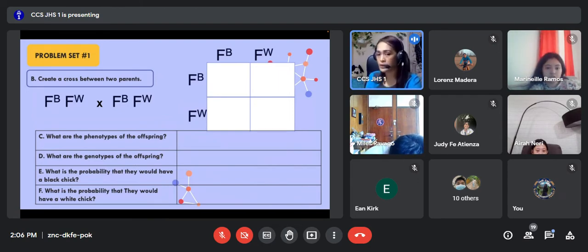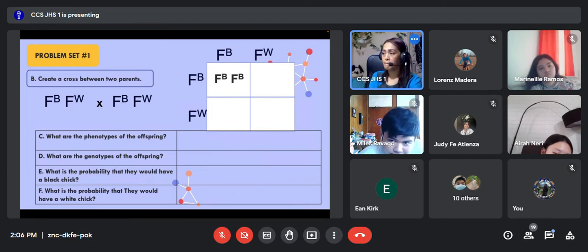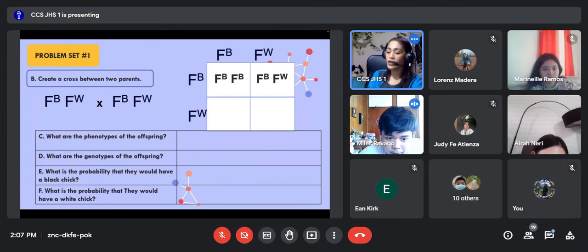Okay, I need your help in this one. So first quadrant, we have FB, black, white, or erminate? Black. Correct, very sure, black. How about the second quadrant, FBFW? Permanent. Okay, erminate, meaning it's the heterozygous, the Dalmatian-looking chicken.